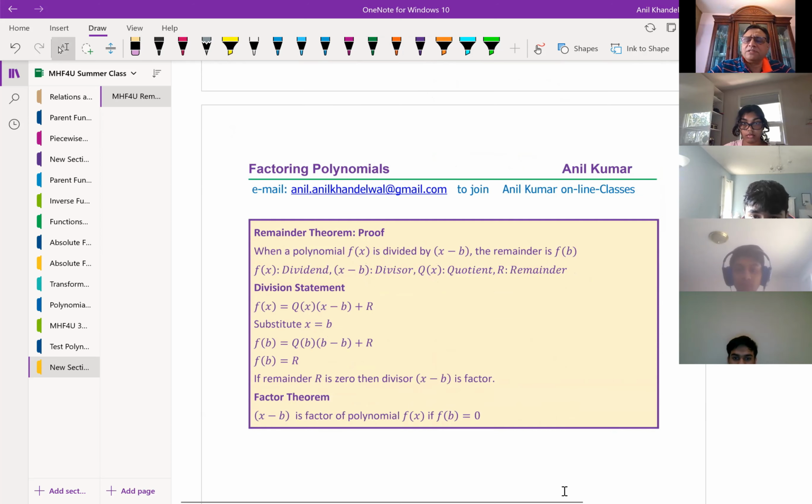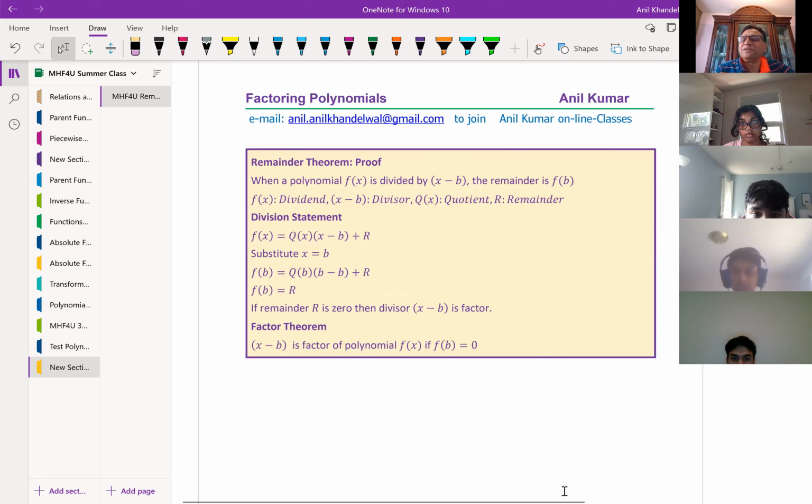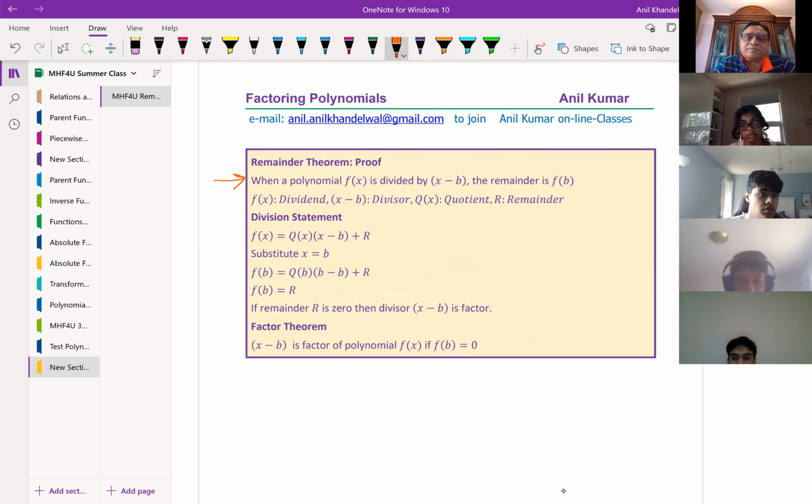Now let us try to understand the remainder theorem the other way. Akshit, can you please read this remainder theorem? Yes, sir. When a polynomial f of x is divided by x minus b, the remainder is f of b. f of x is the dividend, x minus b is the divisor, q of x is the quotient, and r is the remainder. Correct.